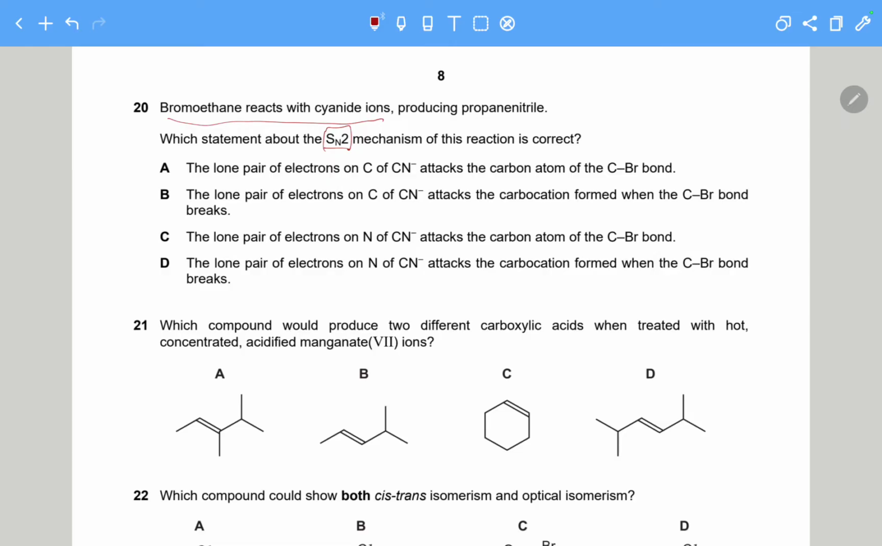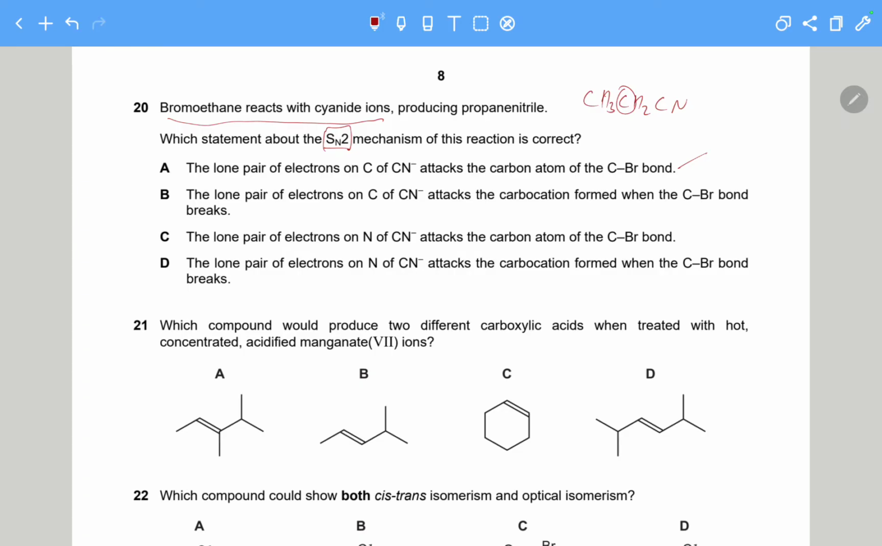The lone pair of electrons on carbon of cyanide ions attacks the carbon atom of the C-Br bond. This looks like a plausible explanation because we know that propane nitrile, which is a product, looks like CH3CH2CN, and we can see that what is bound to this carbon is not the nitrogen of the nitrile group, but the carbon of the nitrile group. So this clearly means that the lone pair of electrons on the carbon is what attacks the C-Br bond, and therefore we will stick with this for now, but let's see what the other options say.